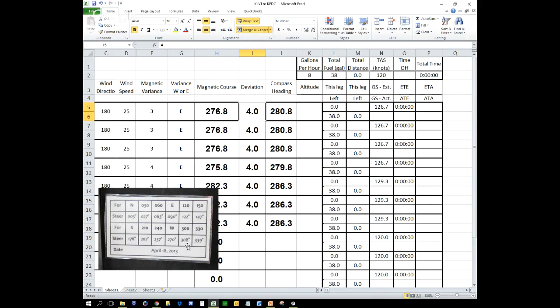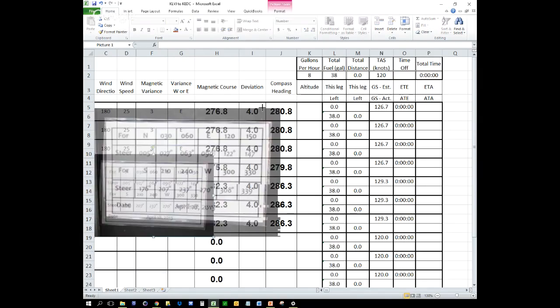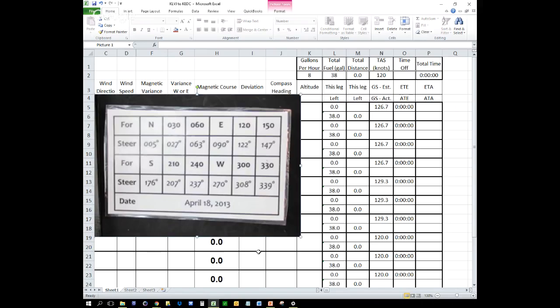Okay, so I'm 4th. Oh, I lost visual. So if you're going for 300, you would steer 308. Are you interpolating back to 280?